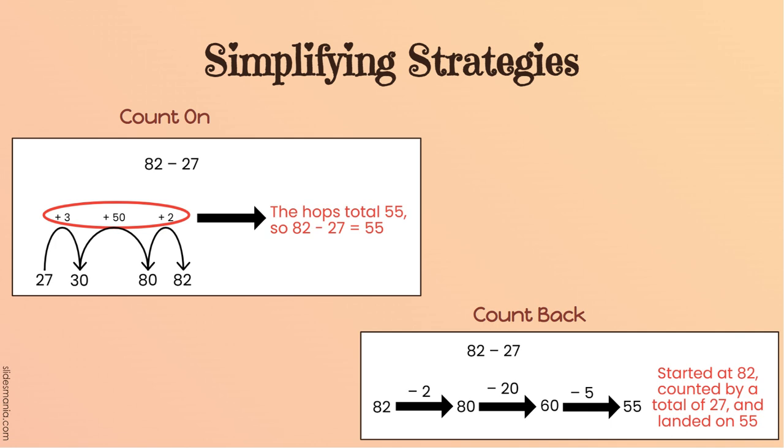Or students can choose the same thinking. I need to find the distance between 82 and 27, but I'm going to count backwards. So I'm going to start at 82 and count backwards a total of 27. 82 minus 2 is 80. 80 minus 20 is 60. I've subtracted a total of 22 so far. I need to subtract 5 more. 60 minus 5 is 55. And they're using that arrow notation to show their thinking. This is arrow notation too. It's just rounded arrows.